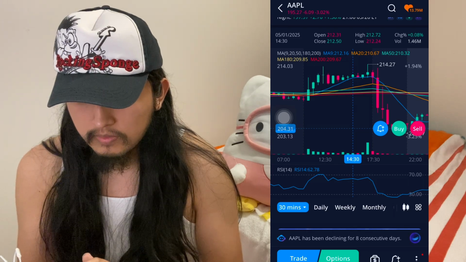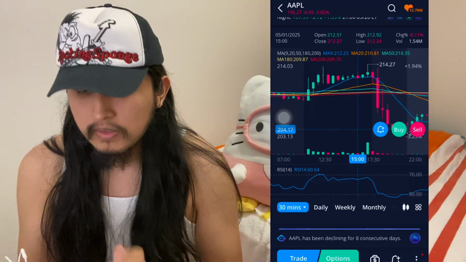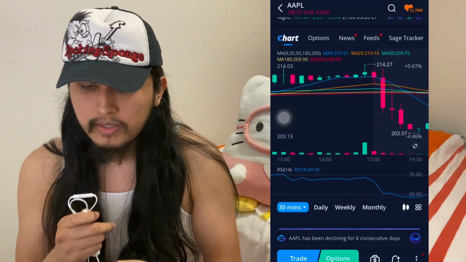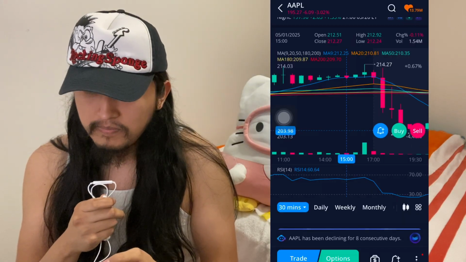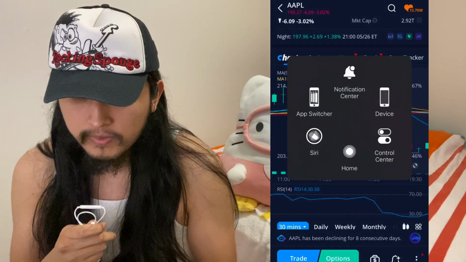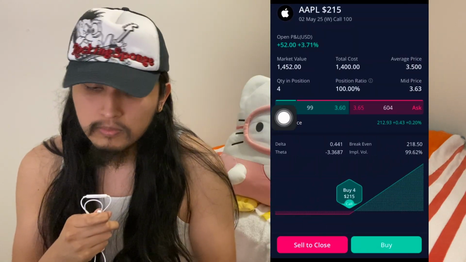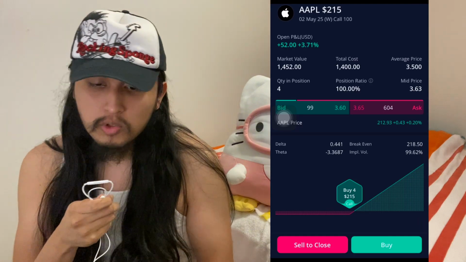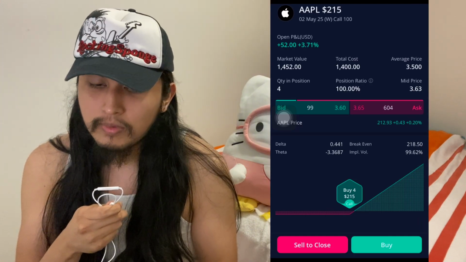It's not this candle, but for this candle right here. So basically what I did was I played call options on Apple as soon as it landed on the 9-day moving average, waited for a bounce off the 9-day moving average. Once I saw that the position was up 3%, I sold out the position, securing a gain of $52, just trading a couple of Apple call options.